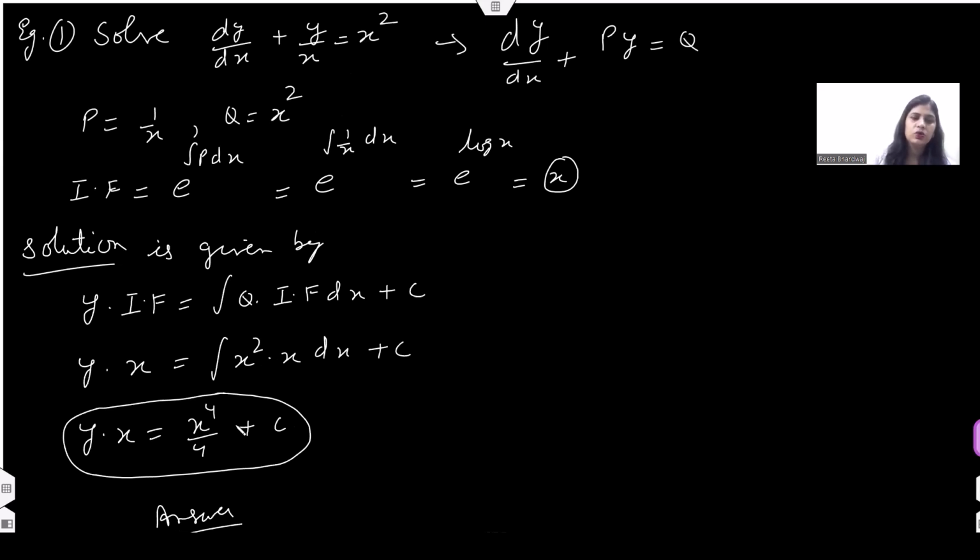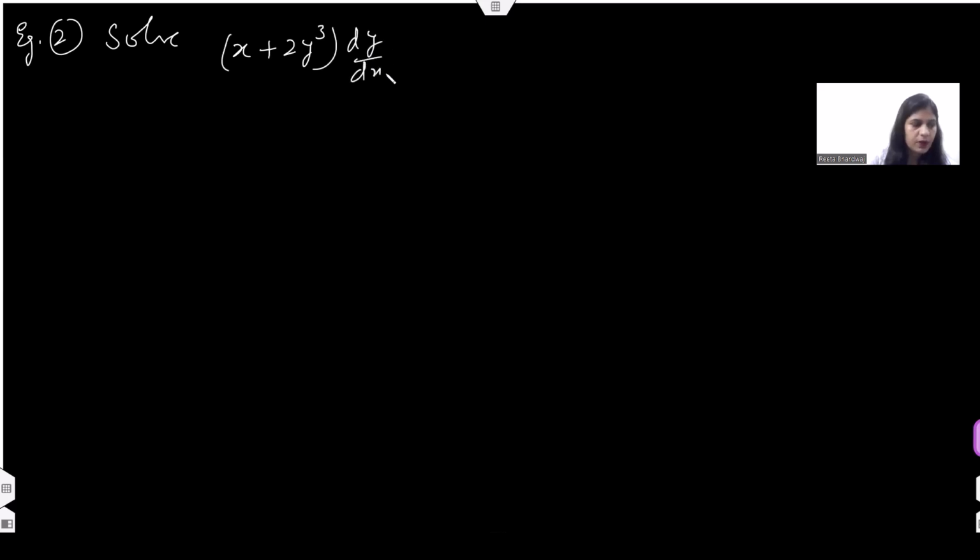Let's take one more example of how to solve a linear differential equation. The second one: you have to solve x plus 2 y cube times dy by dx is equal to y. Let's first find out which form this is of.